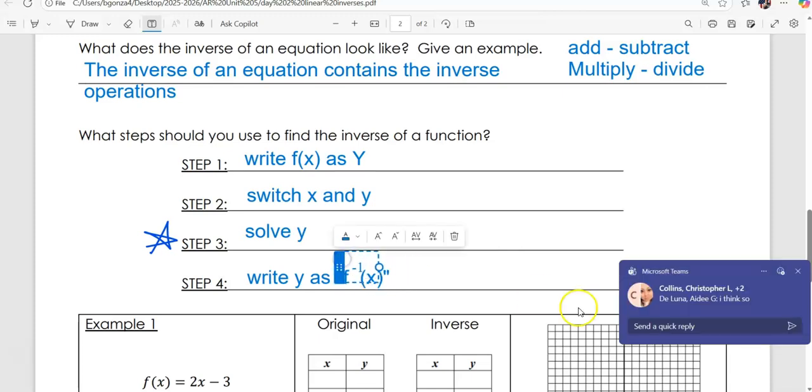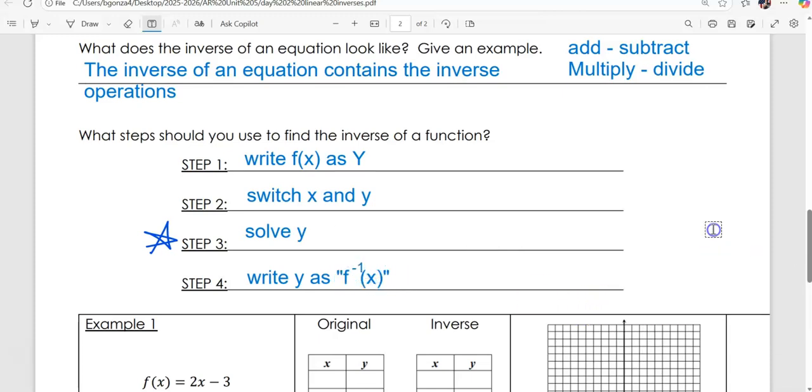F inverse of x. All right. There you go. There it is.